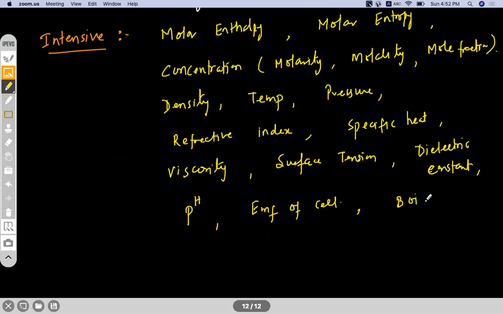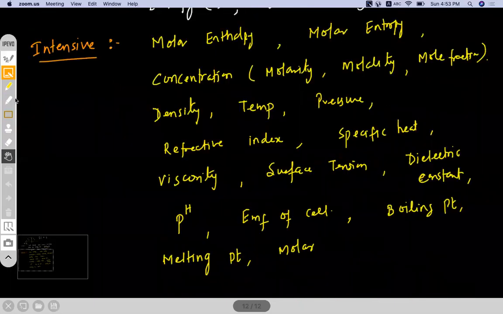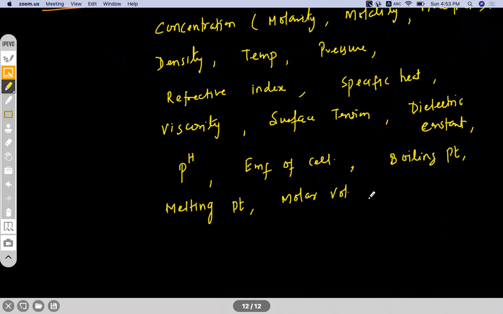Boiling point, intensive. Melting point, intensive. Either you take a cube of ice or you take a large slab of ice, its melting point is the same. So melting point is intensive. Molar volume. You see here, volume is extensive, but when you write molar volume, it is intensive. Specific volume also intensive.